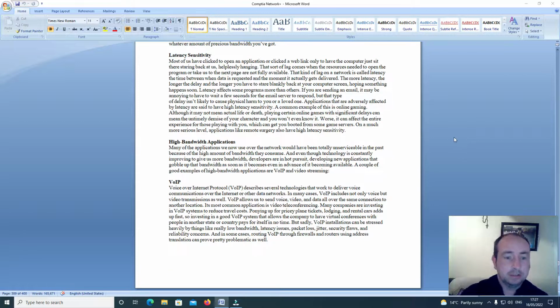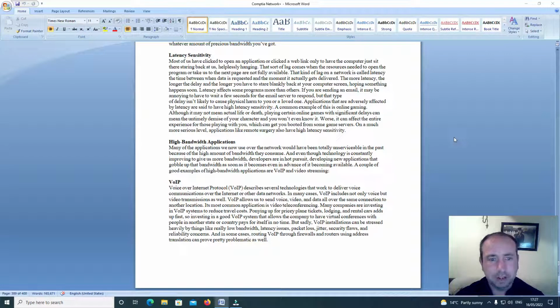Latency sensitive. Most of us have clicked to open an application or clicked a web link only to have the computer just sit there staring back at us, helplessly hanging. This sort of lag comes when the resources needed to open the program or take us to the next stage are not fully available. That kind of lag on a network is called latency, the time between when the data is required and the moment it actually gets delivered.